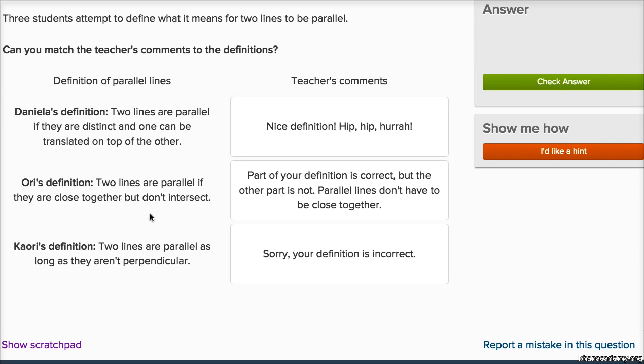And so, actually, I'd go with this statement right here. Part of your definition is correct, but the other part is not. Parallel lines don't have to be close together. So this isn't a good definition of parallel lines.